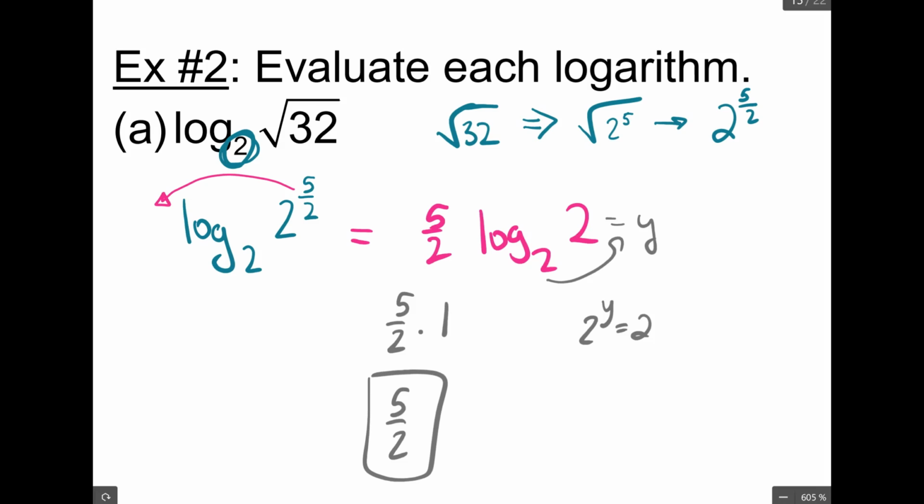Also, you could use one of the rules we learned about, where log base b of b cancels out. The log and the base cancel each other out.